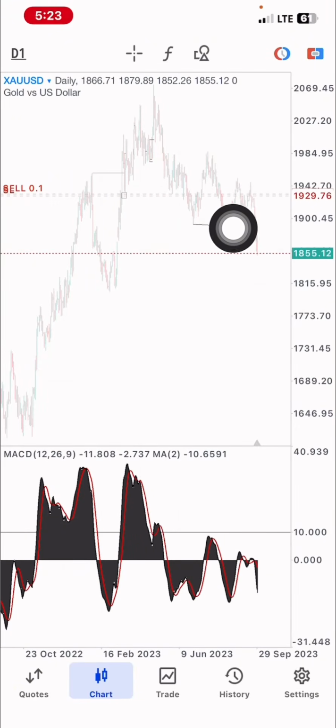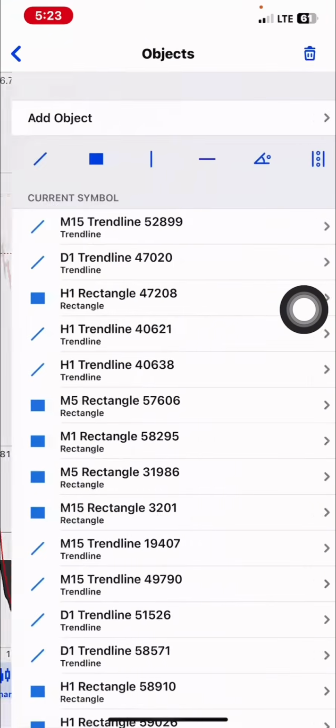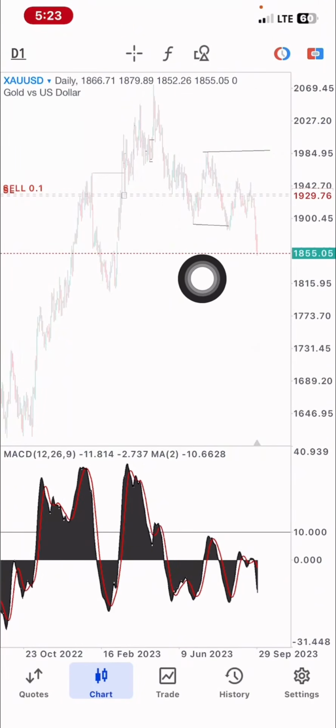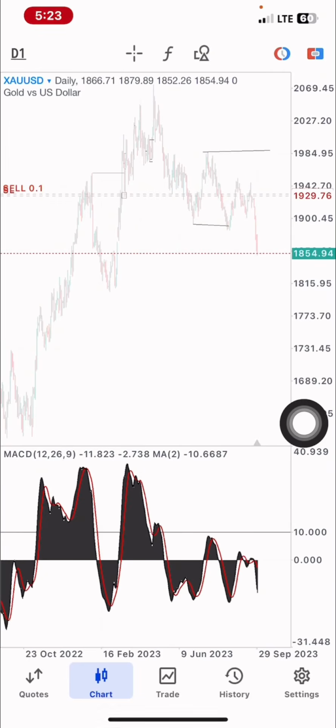It could not break this high. Can you see? Price could not break this high. And all this is just an indication that this market is in a bearish trend. The market is selling. From here again, the market sold and took out this low. And there's another low right here. So price can be aiming for this particular low.